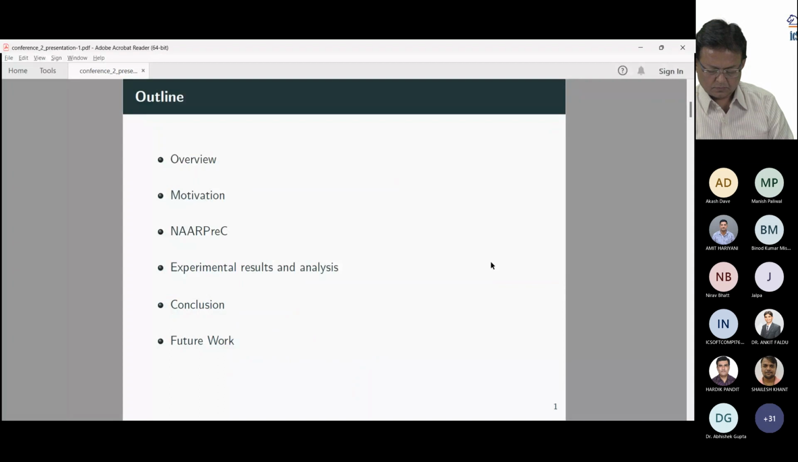So this is the outline of my today's presentation. First, I will be giving the overview of the paper, then the motivation behind this paper and the proposed approach. And then I will be discussing the experimental result and the analysis of it. Then I will conclude my talk and will also discuss the future work.